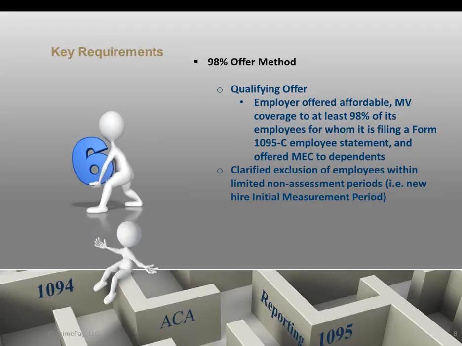Now, by certifying that you've hit the 98% offer method, it enables you to skip something on the second page of Form 1094C. On the second page, you're required to list the full-time employee count for each and every month of the year. If you as an employer qualify under the 98% offer method, you're not required to complete column B. I don't have a picture of that up here today, but it's column B of that second page. So, hey, that saves some time, right?